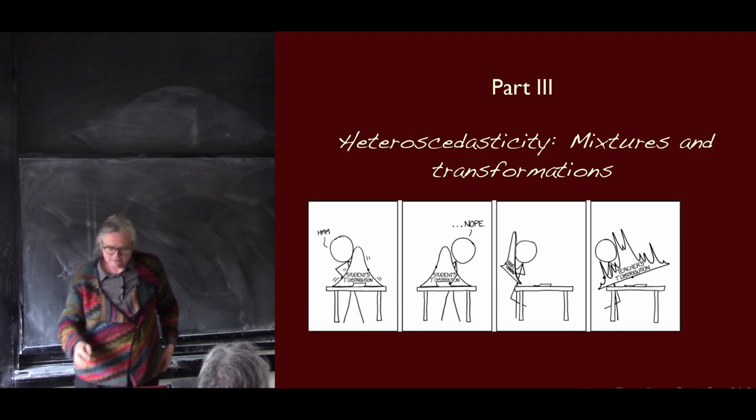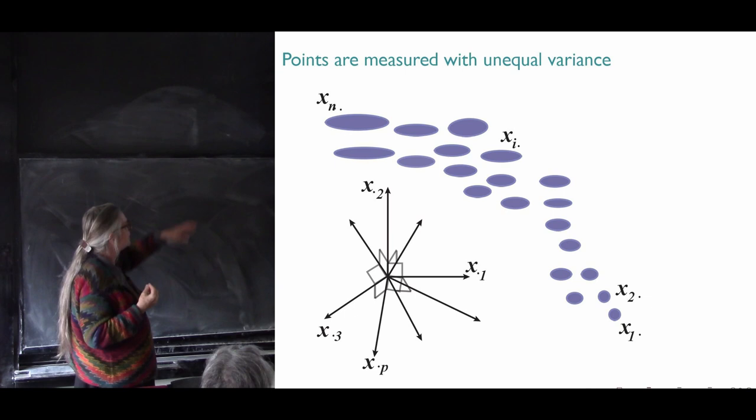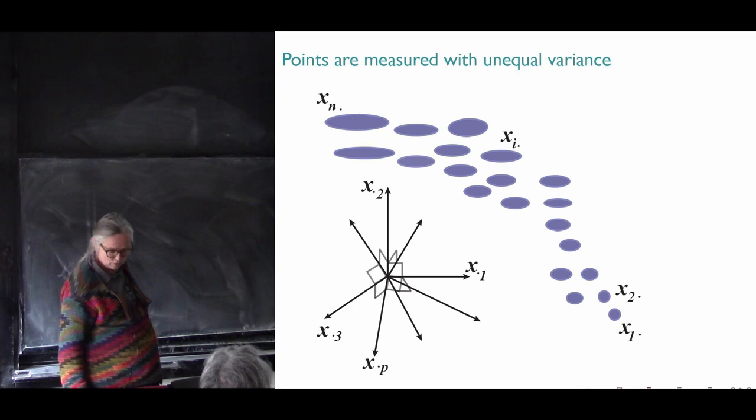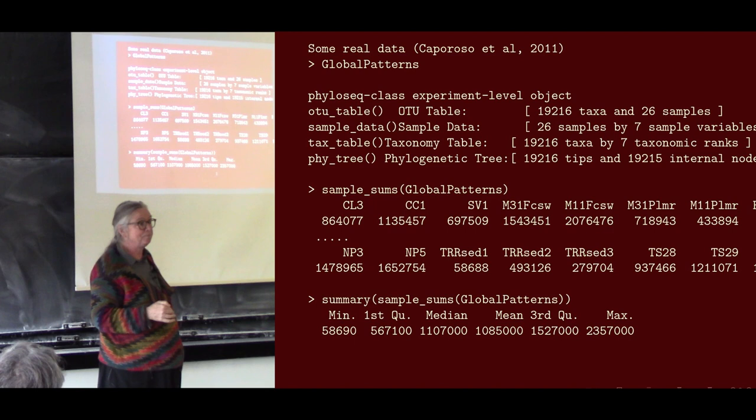So as I said, and you saw this picture last time, some of our points are measured with different variances, and this is a nice case, in the sense that the variances seem to be changing smoothly, which is a good point. But points are measured with unequal variances. So where does that come from in the microbiome? It is very relevant, because when I said all the samples had reads in them, all the samples have different numbers of reads in them.